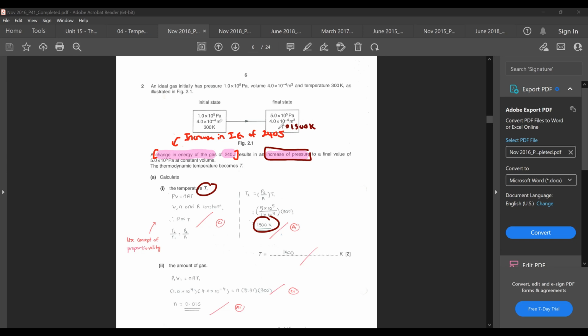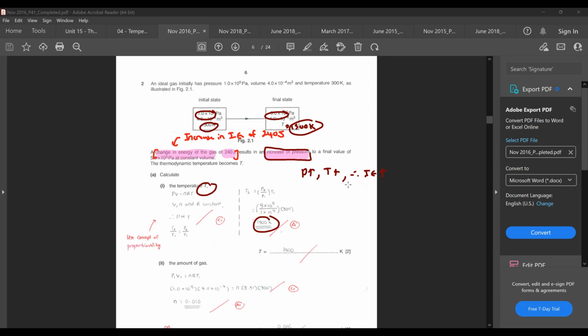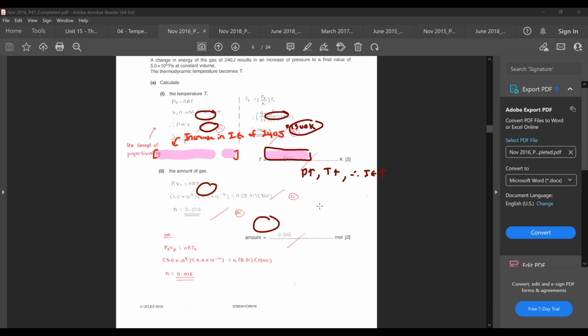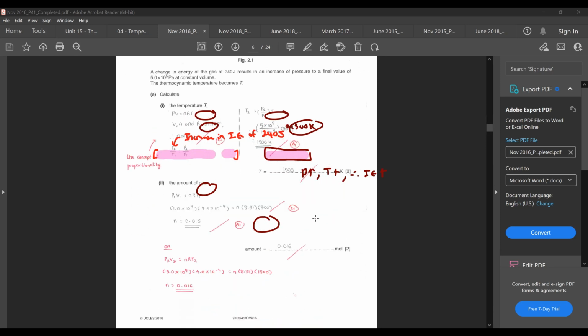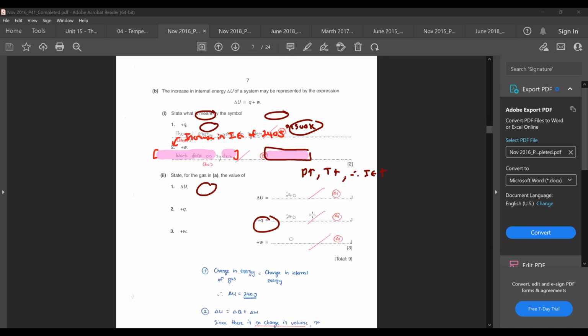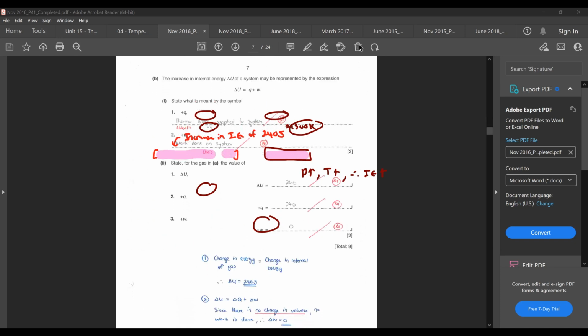So here, you notice you're going from 300 Kelvin to 1500 Kelvin. Your pressure was also going from 1 times 10 power 5 to 5 times 10 power 5. You have an increase in pressure and an increase in temperature. Therefore, your internal energy must be increasing. So I know that the 240 joules is referring to an increase in internal energy, so the value is positive here. Let me just erase whatever you have here.